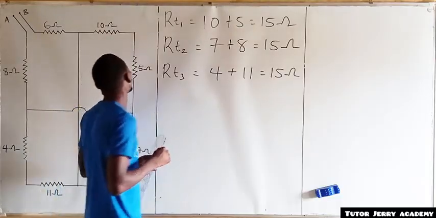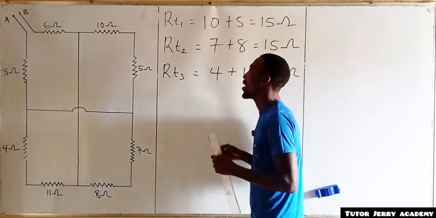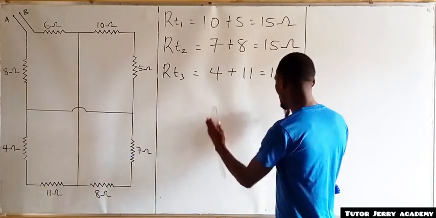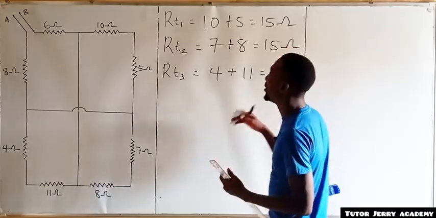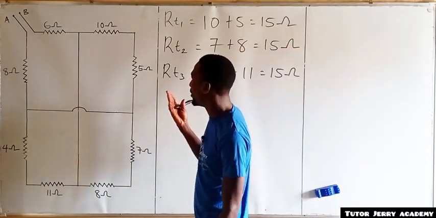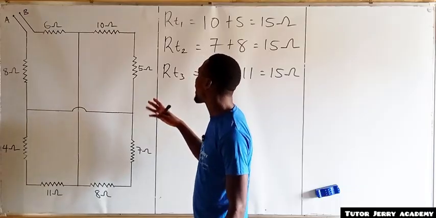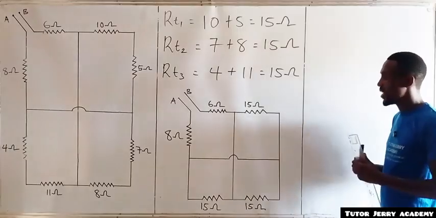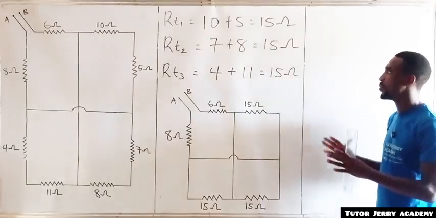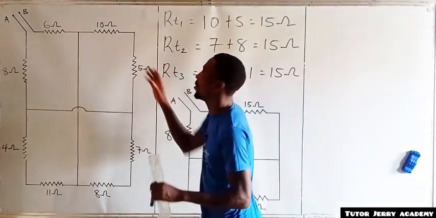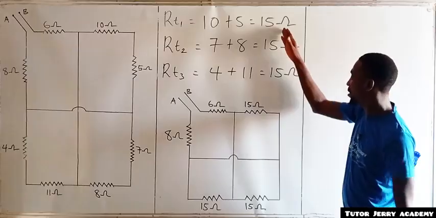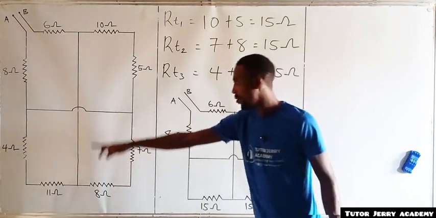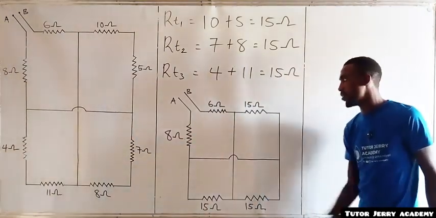So now the next thing we are going to be doing is we are going to redraw this circuit. I'm going to be redrawing it here. I could just clean this, but I don't want to clean, so let me just redraw the circuit here. So here is how our diagram is going to be. We have combined this and this because they are in series, which is 15. This and this in series is 15, which is this here, and 4 and 11 in series, which is also 15.